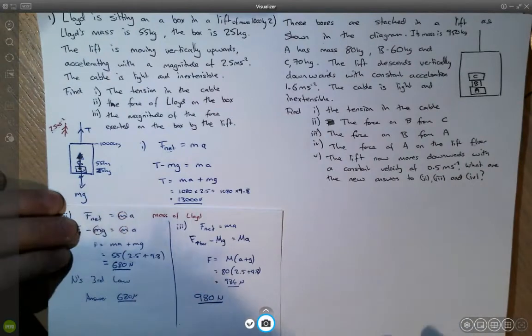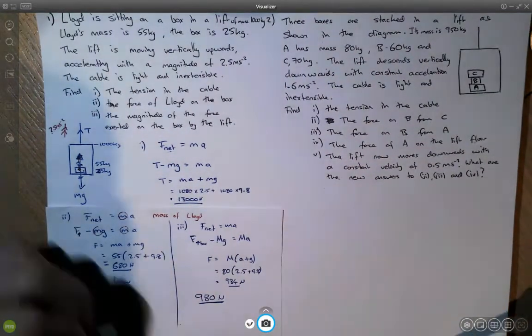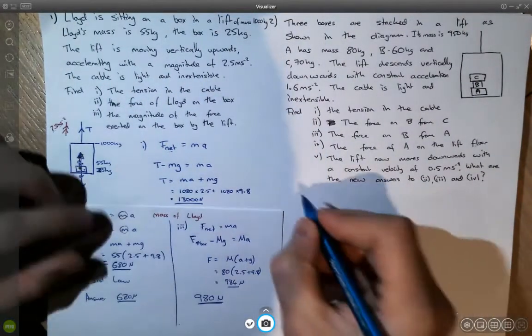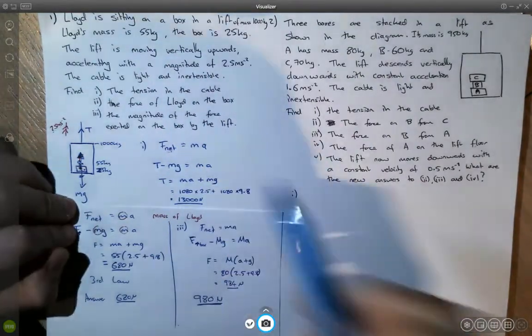Question 2 is here. Pause the video now and try this question. So part I, we are asked to find the tension in the cable. We're going to use basically the same idea as we've used here, but we just have to be careful.